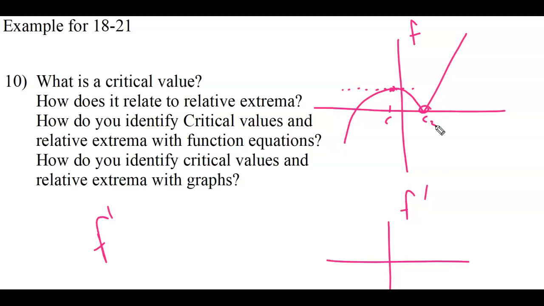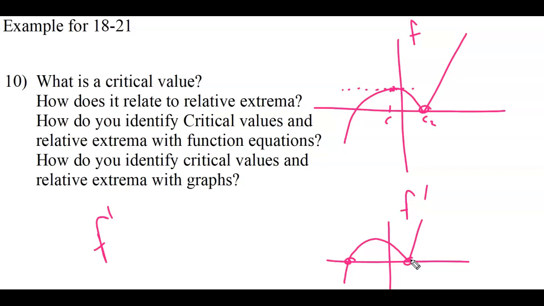Now, if you're looking at a graph of f prime, I'll draw the same graph here, but it's not f this time. Let's say this time this represents a derivative graph. Well, it's anywhere where the derivative is equal to 0 or undefined. Now, if this is a graph of f prime, then it equals 0 here and here. Those are both critical values. Okay, it's where it touches the x-axis.